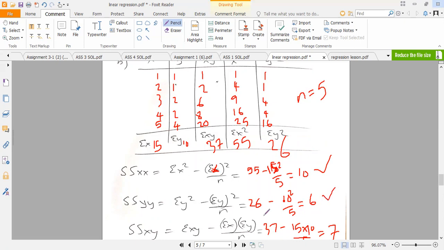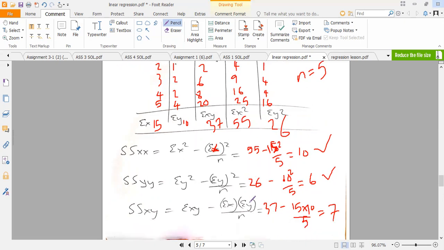Then for Sxy, we have summation of xy minus summation of x times summation of y over n. So we get this, and our final answer is 7. So these are very important preliminaries before we go any further, because they'll help us calculate the remaining answers.